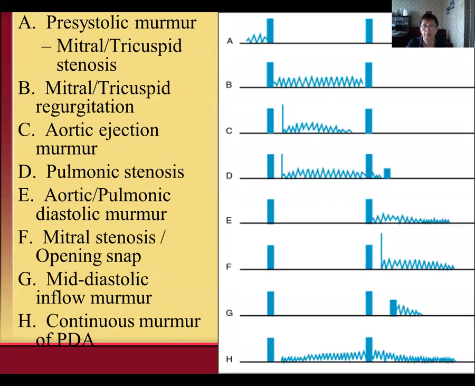Here we see the picture of different murmurs, and you see that, for example, in mitral regurgitation, you can hear systolic murmur. This is S1, and this one is S2. Look, here we see mitral stenosis scheme, S1, S2, opening snap, and diastolic murmur.